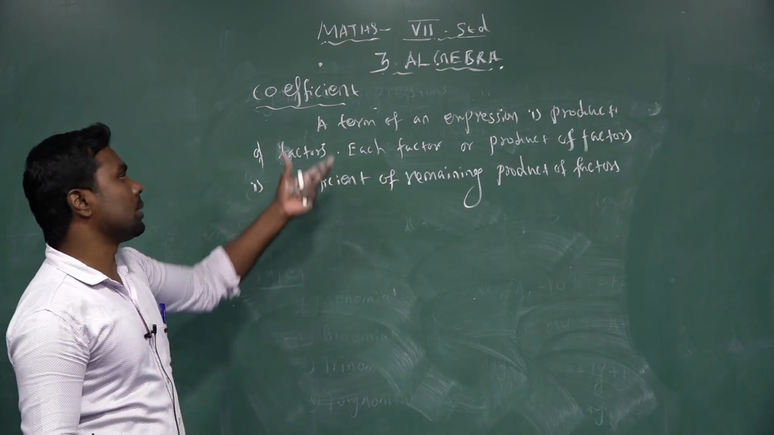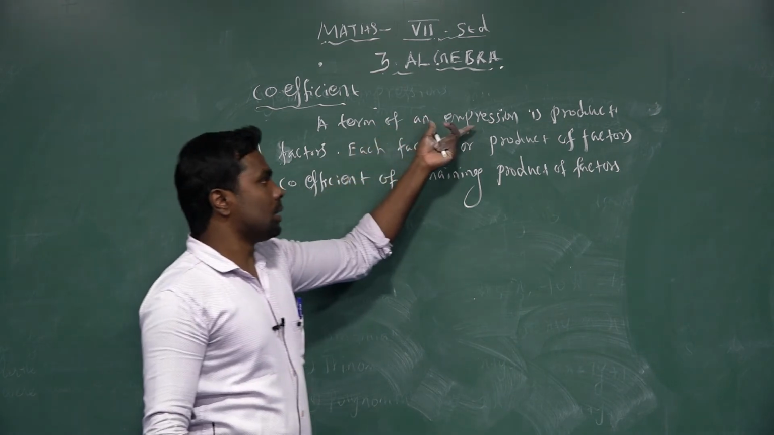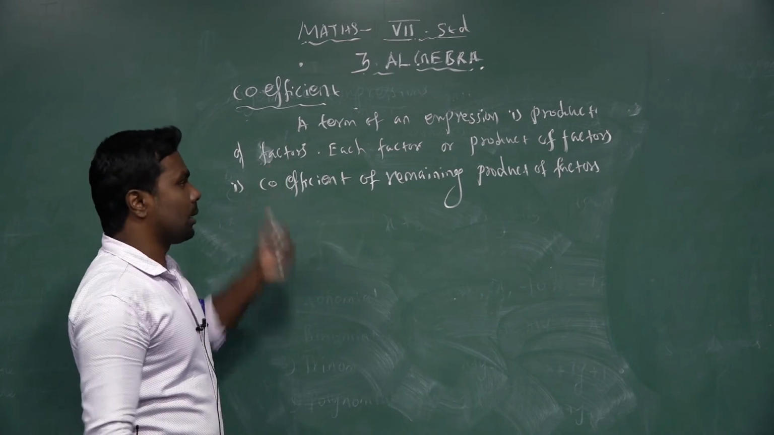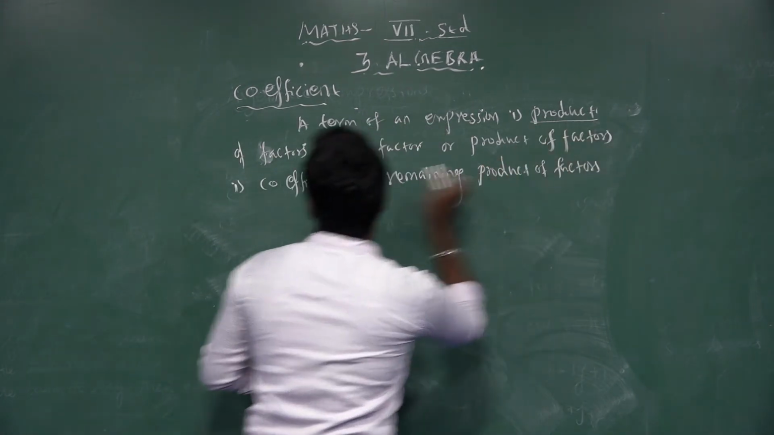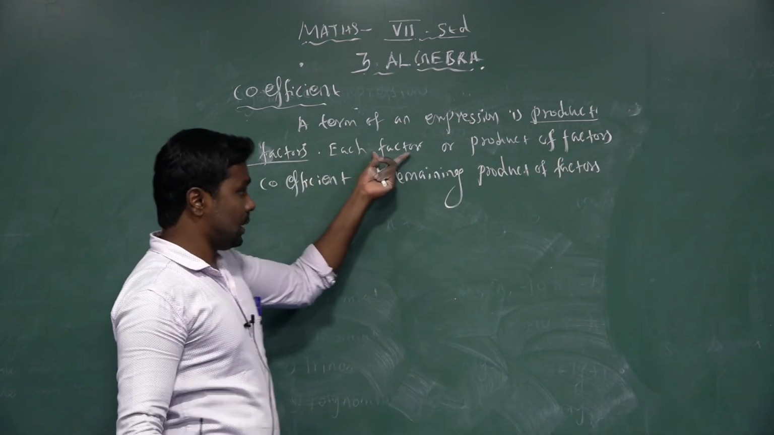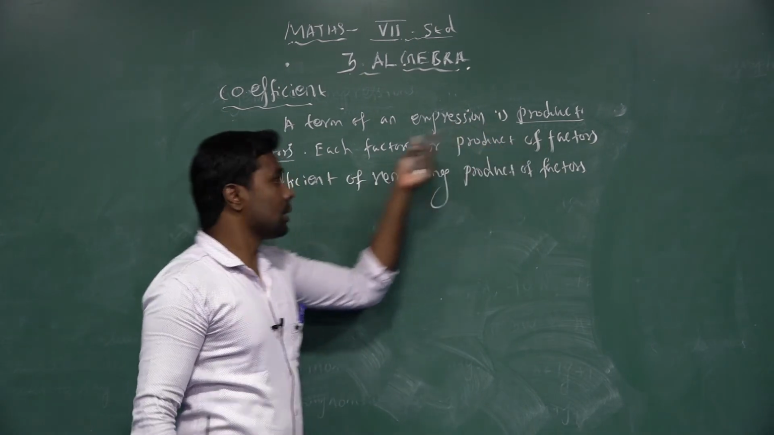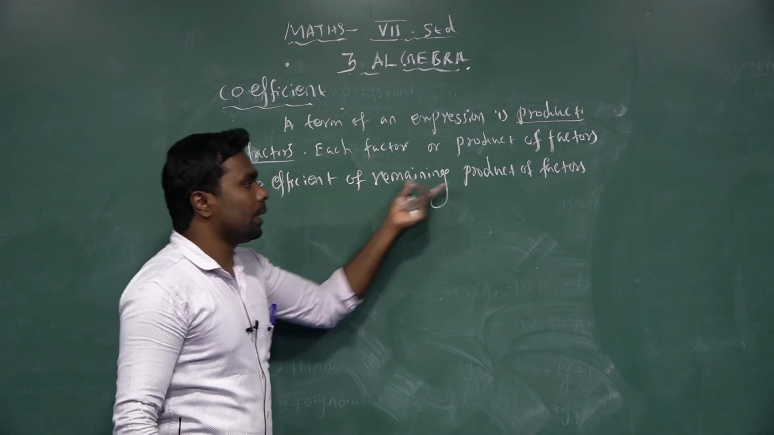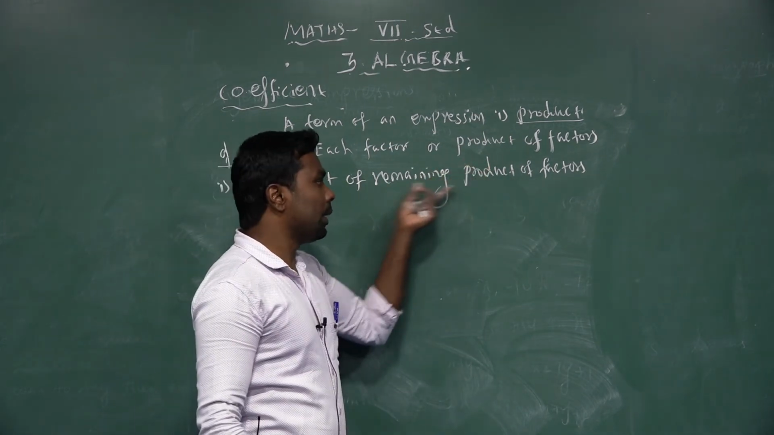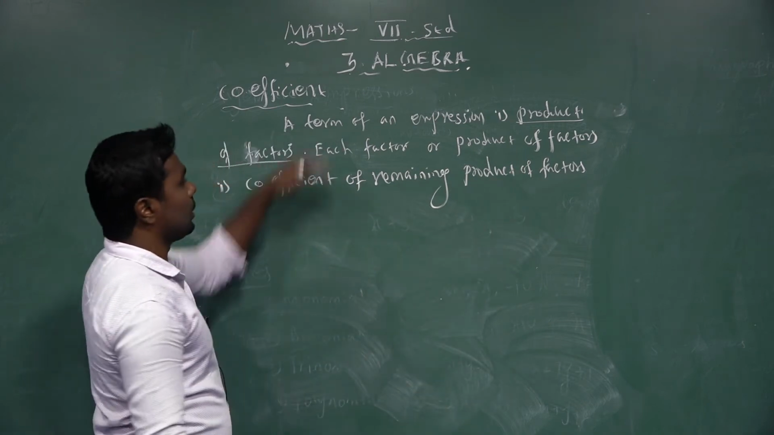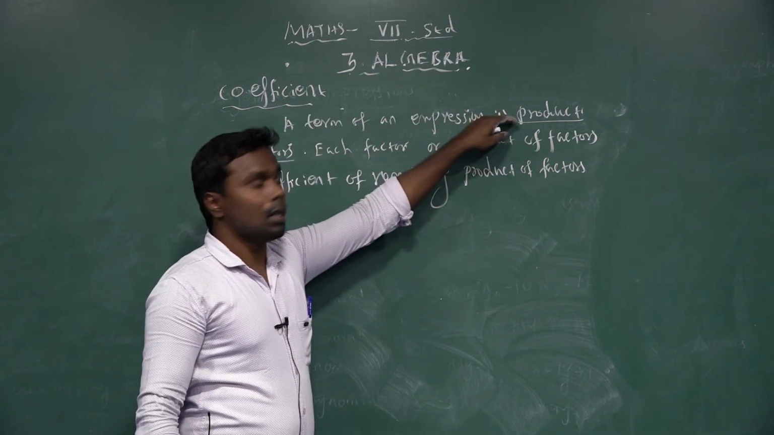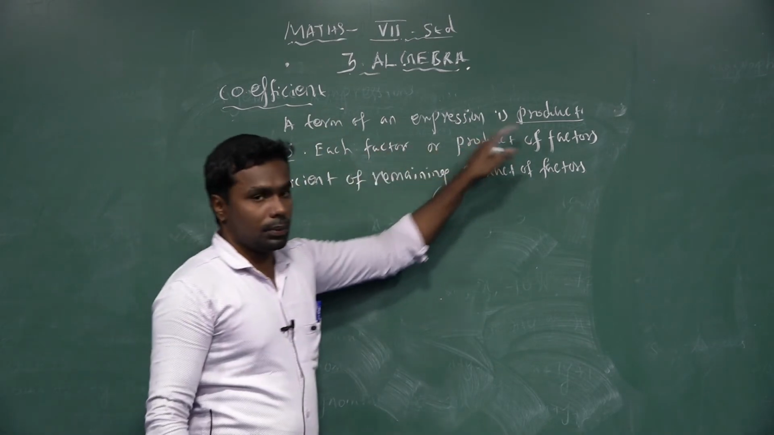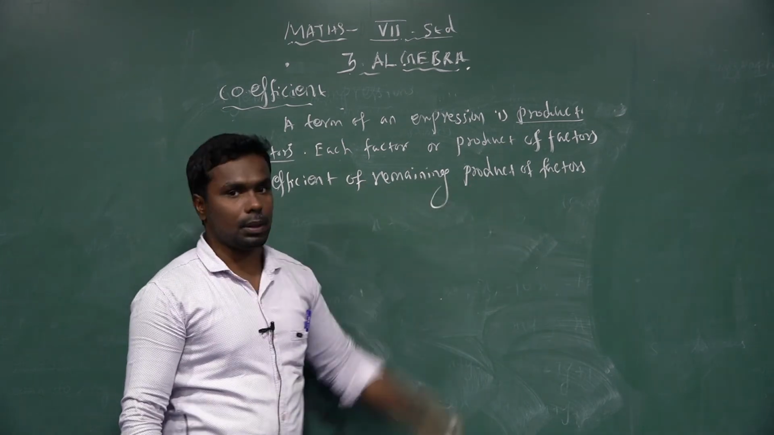The next one, coefficient. A term of an algebraic expression is a product of factors. Each factor or product of factors is a coefficient of the remaining product of factors.